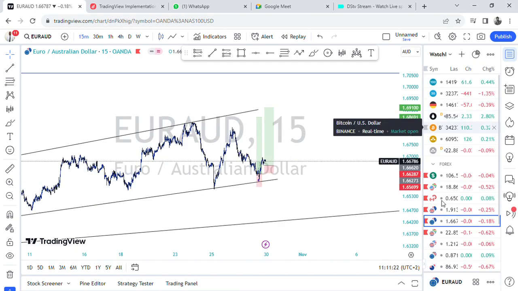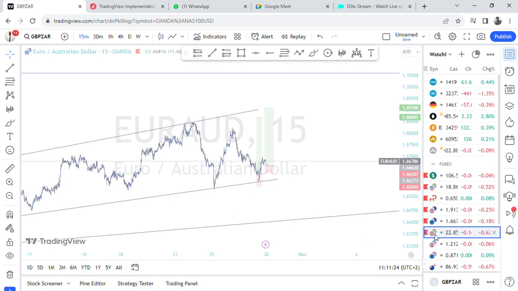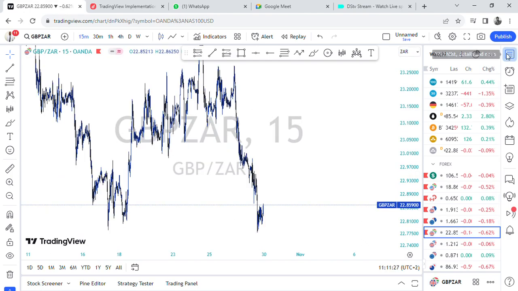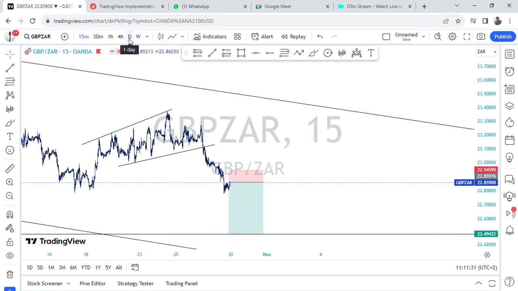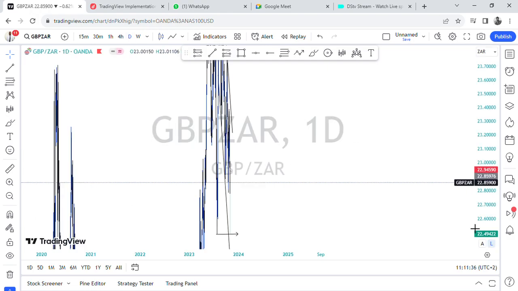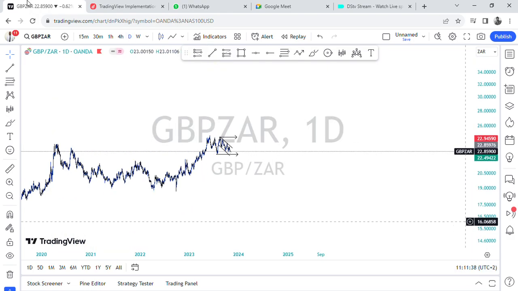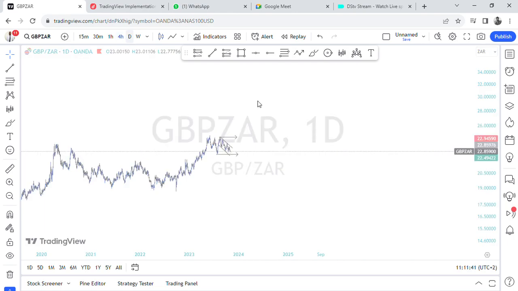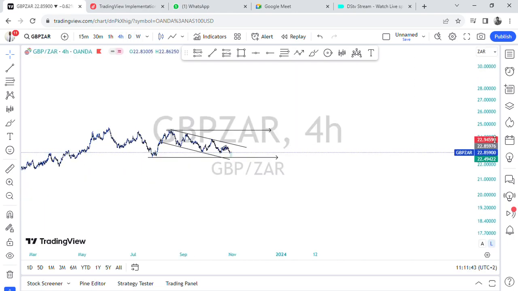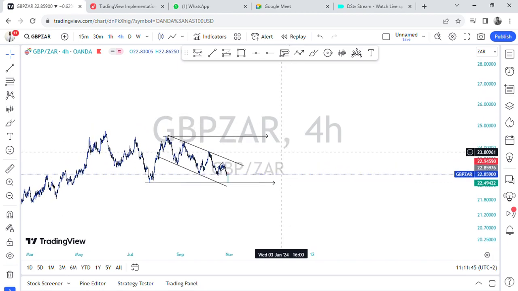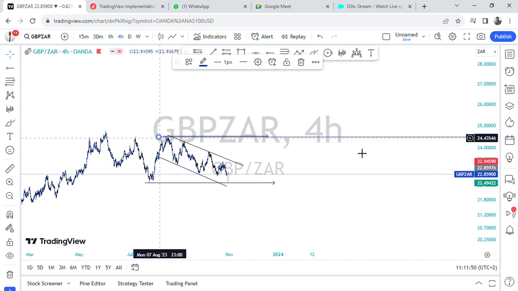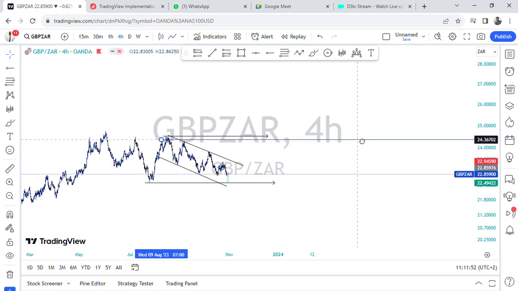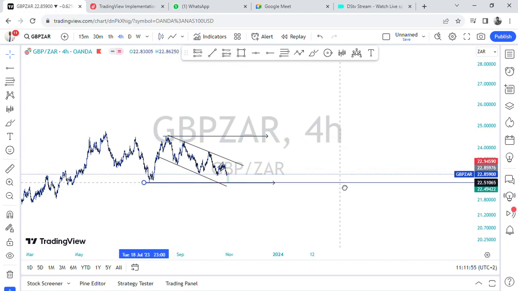So make these executions. The last pair I'm analyzing with you for the day is the pound against the South African rand. I'm going to take it to the 4 hour to make it clear enough for you. I've actually used the arrows now. You can use whatever tool you want to use, maybe this horizontal line for the supply there on top, your highest point, and then your lowest point there.